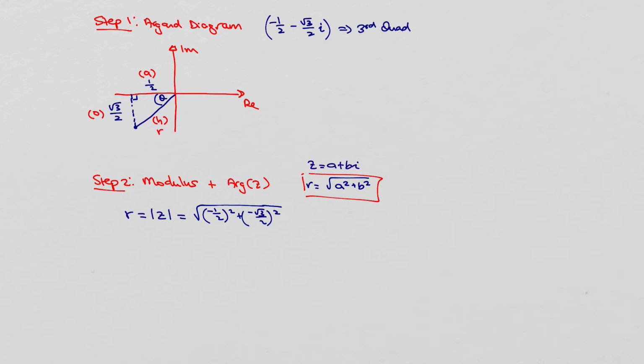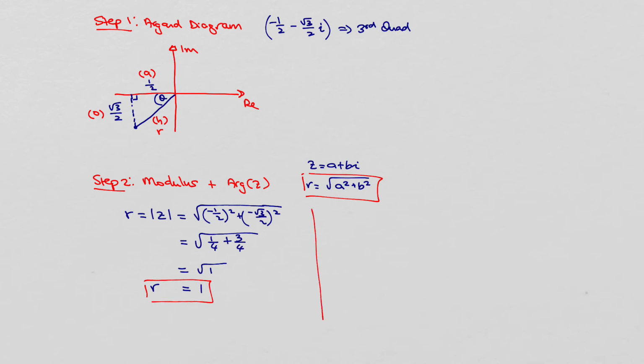So in other words, if the complex number is a plus bi, then the modulus is the square root of the real part squared plus the imaginary part squared. So minus a half squared is a quarter, and minus root 3 over 2 squared is 3/4. So 1/4 plus 3/4 is simply 1, and the square root of 1 is 1. So we have our modulus, r equals 1.